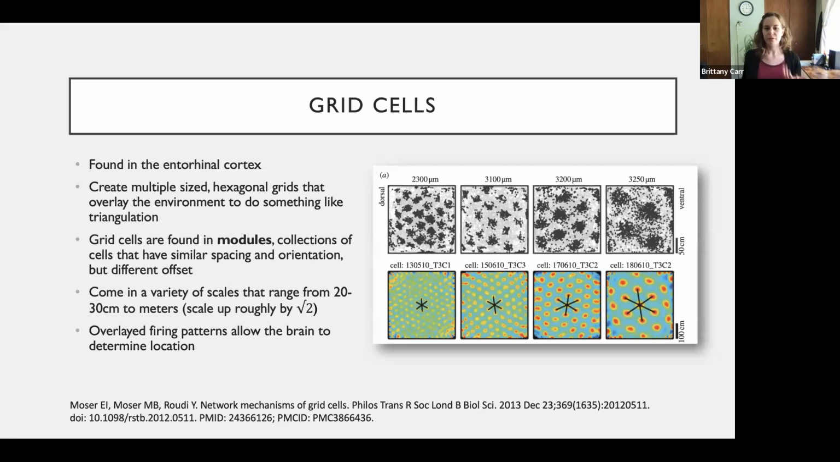And just to reiterate one final time, the overlaid firing patterns are what allow the brain to determine your location, right? Because if you had to program a single place cell for every single place in your environment, that would be very computationally expensive. Whereas if we have just these nice grids that overlay and stack nicely, then we're able to determine location.